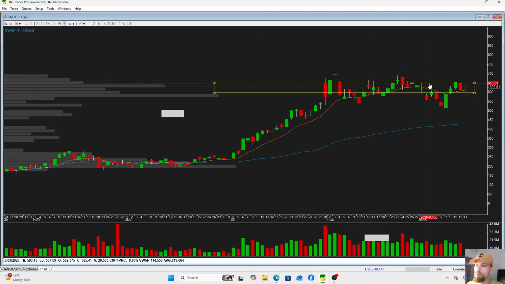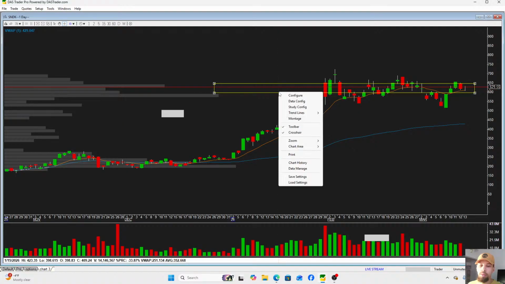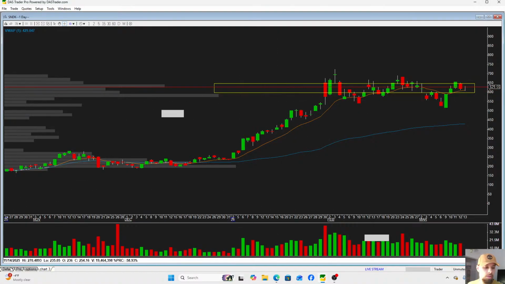So for resistance, 648, pretty much 650 is where I'm drawing. I'll probably bring that down a little bit, maybe about right there. So more so 648. And then area of support that I'm going to draw is 597. Good psychological number, 600. Big whole number, big round number, so that's something to consider there.